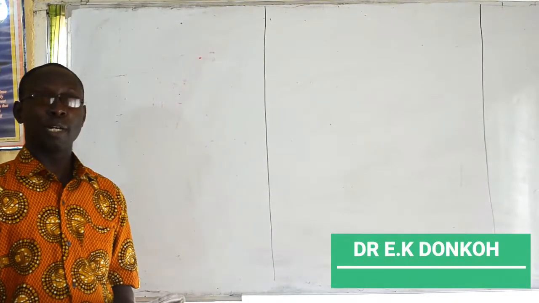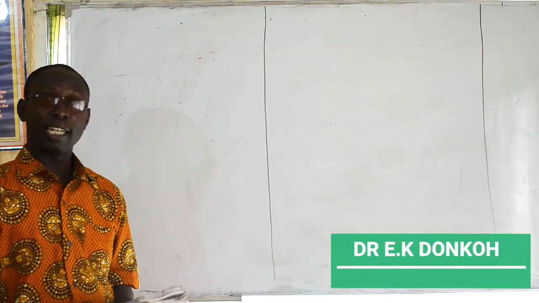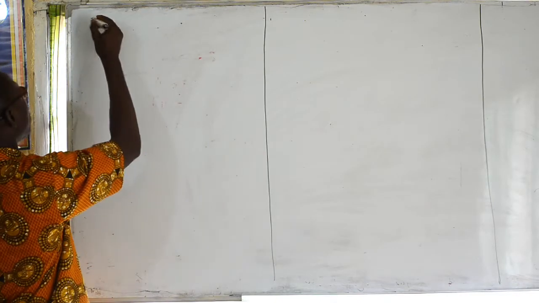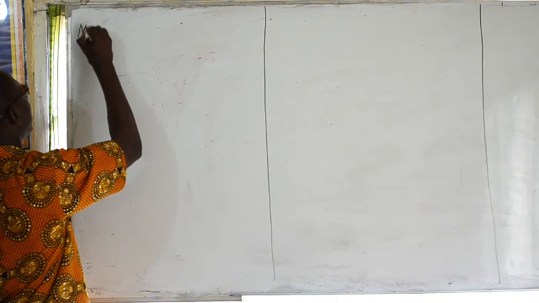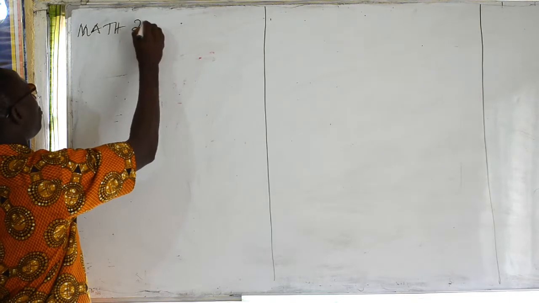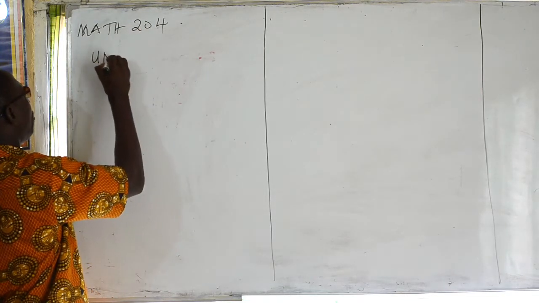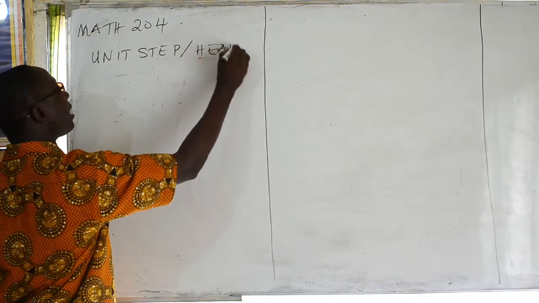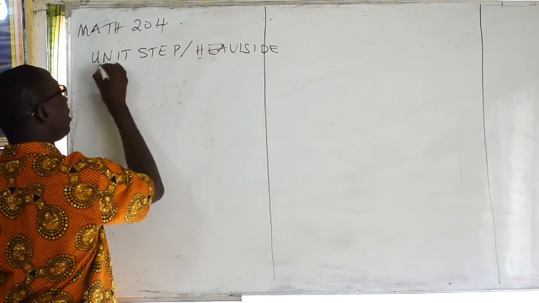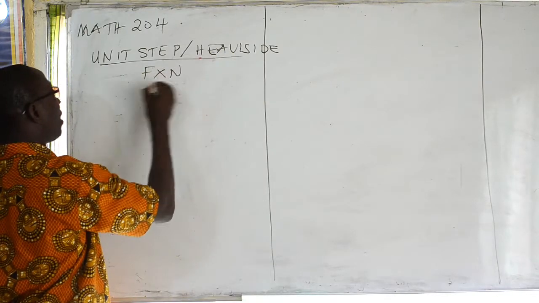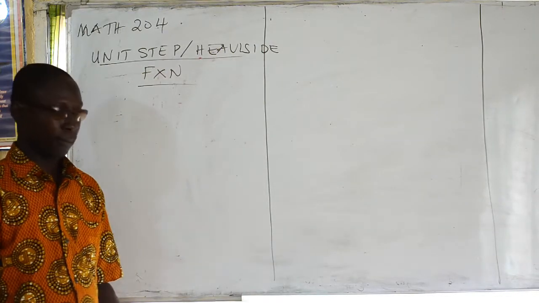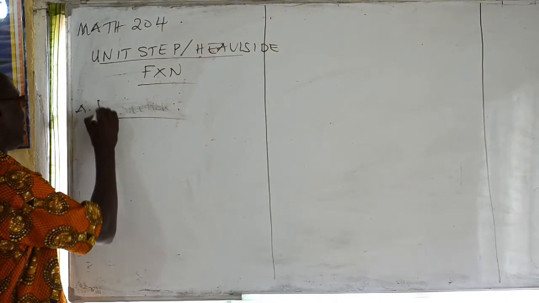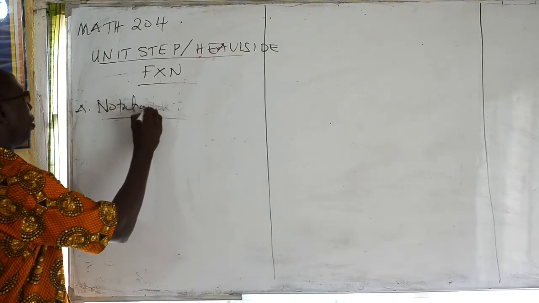We are going to continue our lecture for today, and the topic is the unit step function. Maths 204: Unit step or Heaviside function. The first thing is notation.